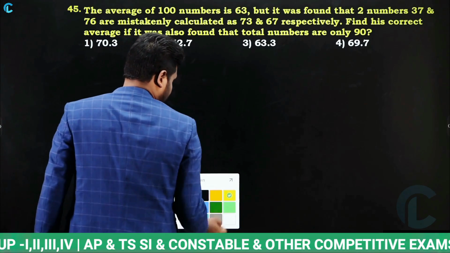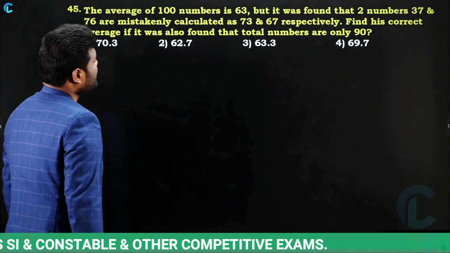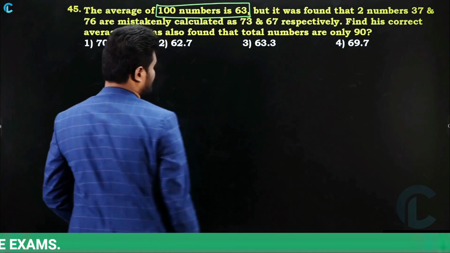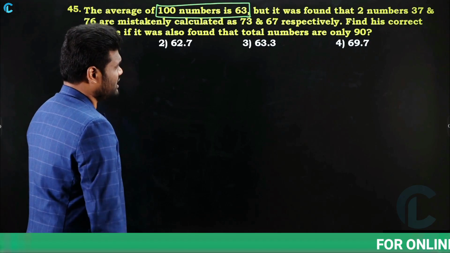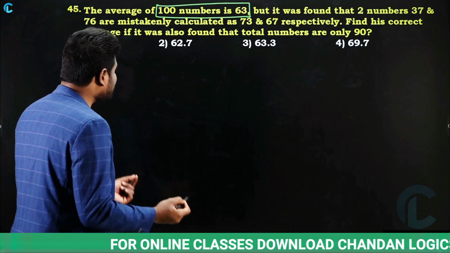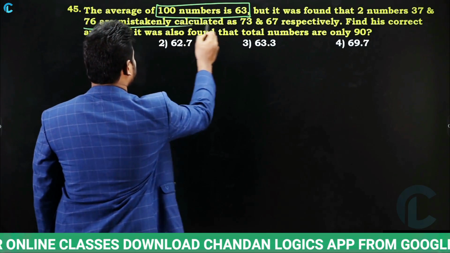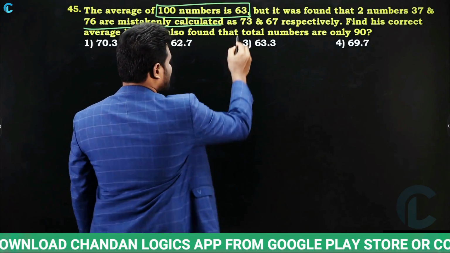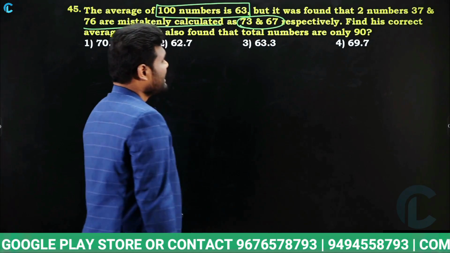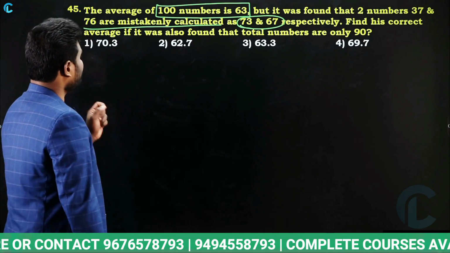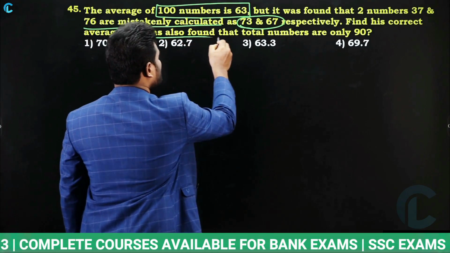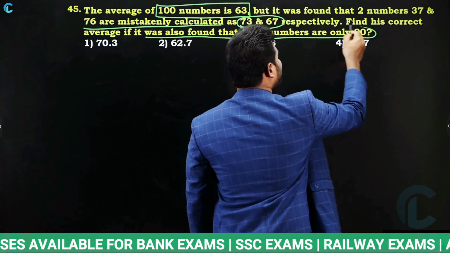The average of 100 numbers is 63. So 100 numbers average is how much? 63. But it was found that 2 numbers 37, 76 are mistakenly calculated as 73 and 67 respectively. Find the correct average if it was also found, look here, this point is also important, that total numbers are only 90.